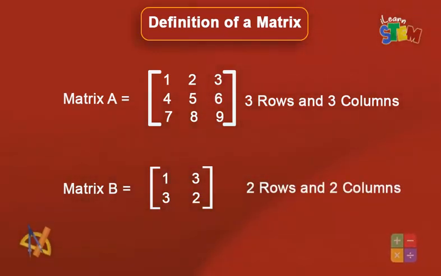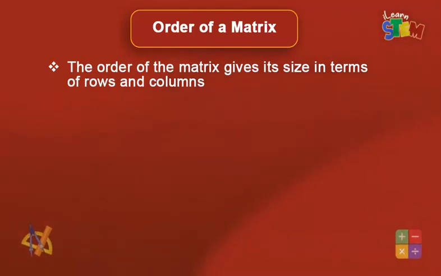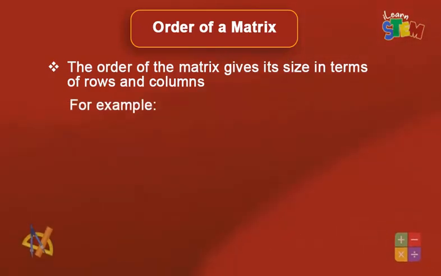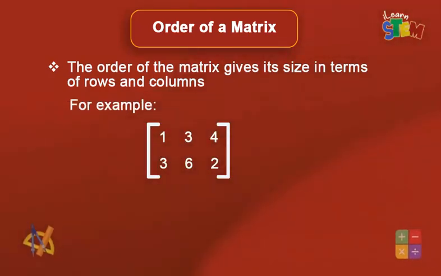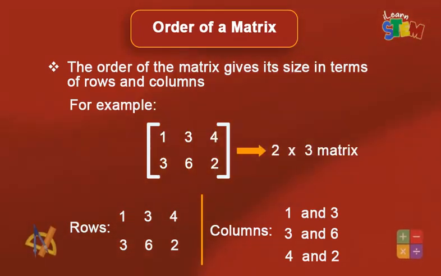Now, let us look at the order of a matrix. The order of the matrix gives its size in terms of rows and columns. The number of rows is always written first. For example, in this matrix, 1, 3, 4, 3, 6, 2, the rows are 1, 3, 4, and 3, 6, 2. And the columns are 1 and 3, 3 and 6, 4 and 2. Therefore, we can say that it is a 2 by 3 matrix, having 2 rows and 3 columns.